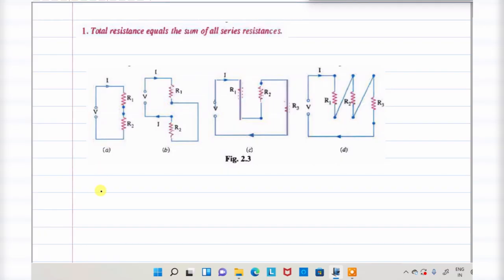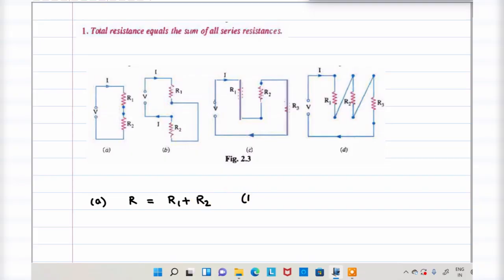For example, the first case, in the first figure, two resistors are connected in series or parallel. Look here, the current is the same. So current is the same throughout the circuit. It is a series circuit. You know what the formula is? Summation of all the resistors, R1 plus R2.